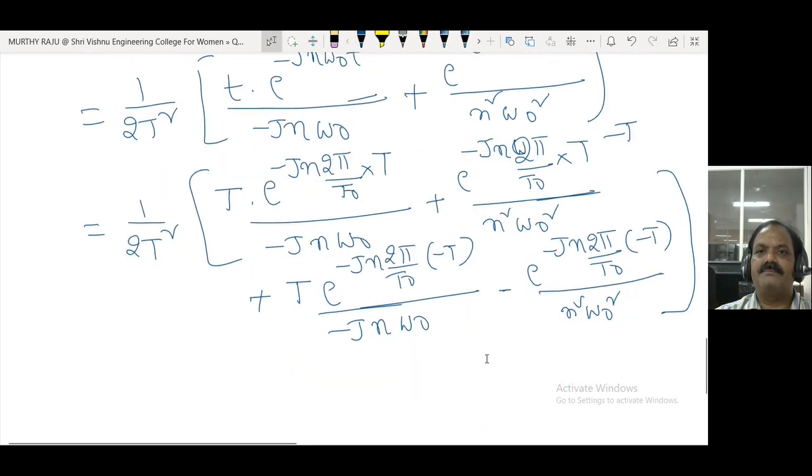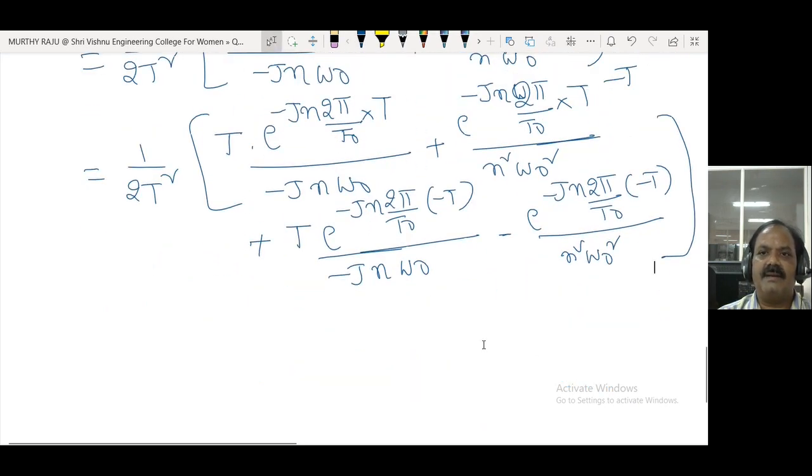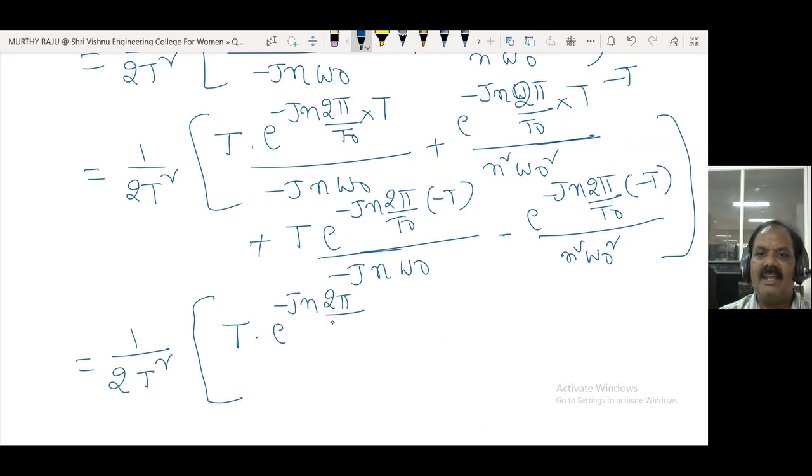After substitution, this is 1 by 2T square. Here T naught is 2T, so T into e power minus j n 2 pi. T naught is 2T into T, 2 cancel, T cancel, by minus j n omega naught plus e, that means e power minus j n pi.